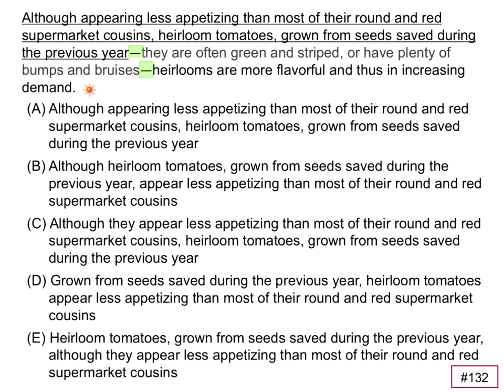There is definitely something weird going on here. So there's a couple of different ways that you could talk about it. Some people are saying there's a verb missing. Some people are saying they're repeating heirloom tomatoes. So take a look here. So we have, although appearing less appetizing, blah, blah, blah.